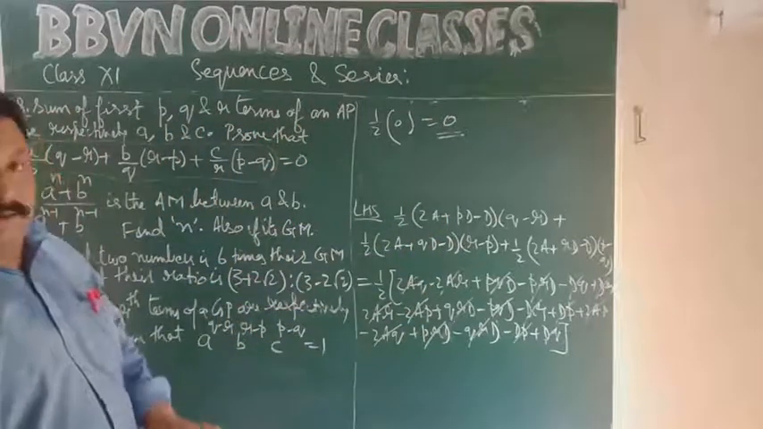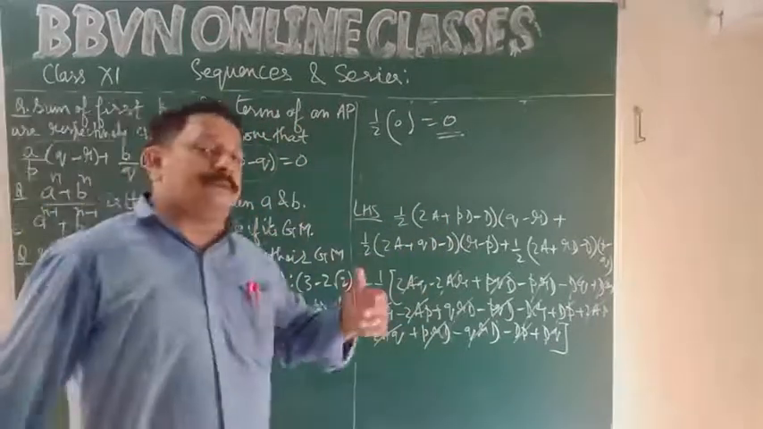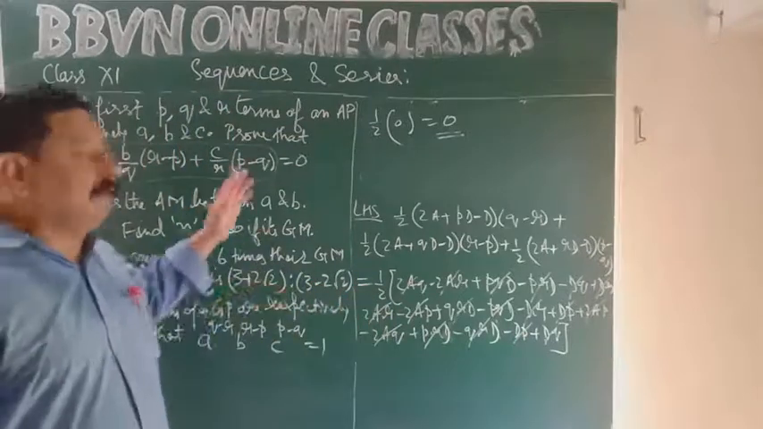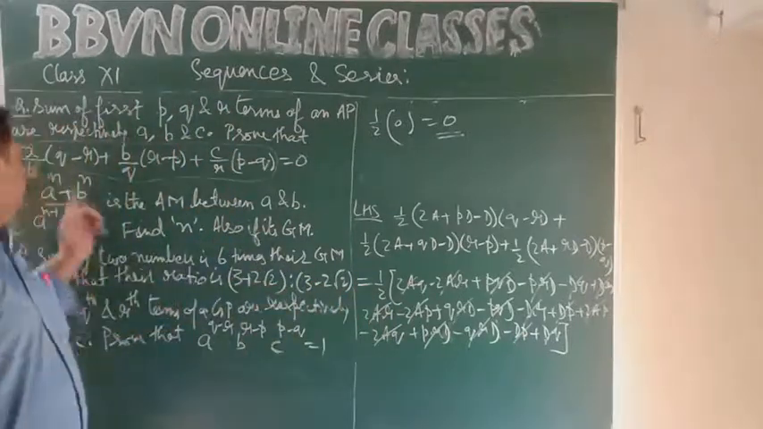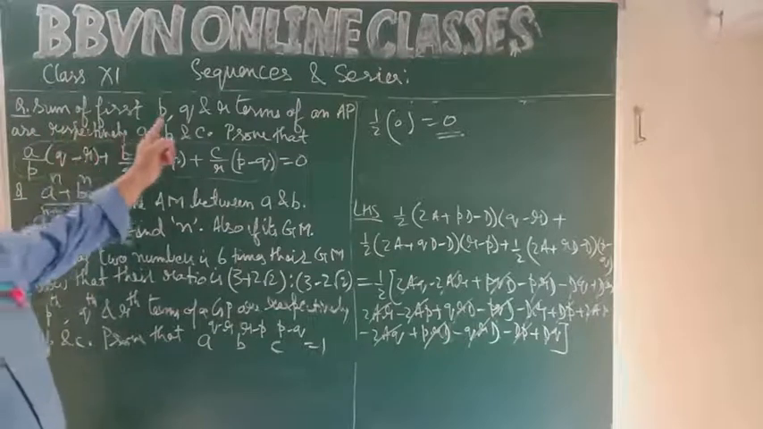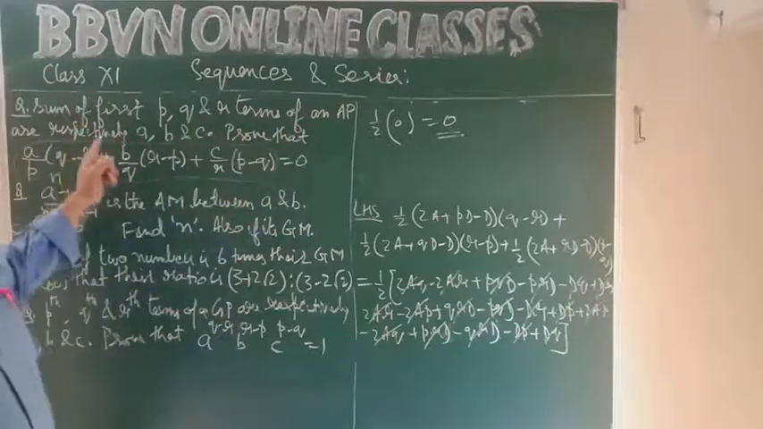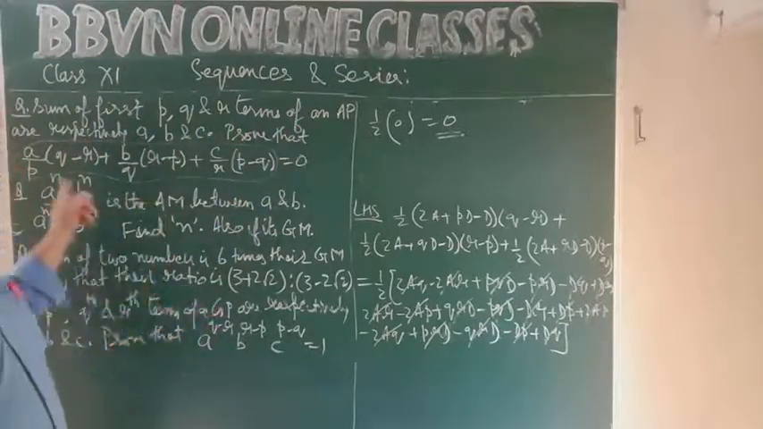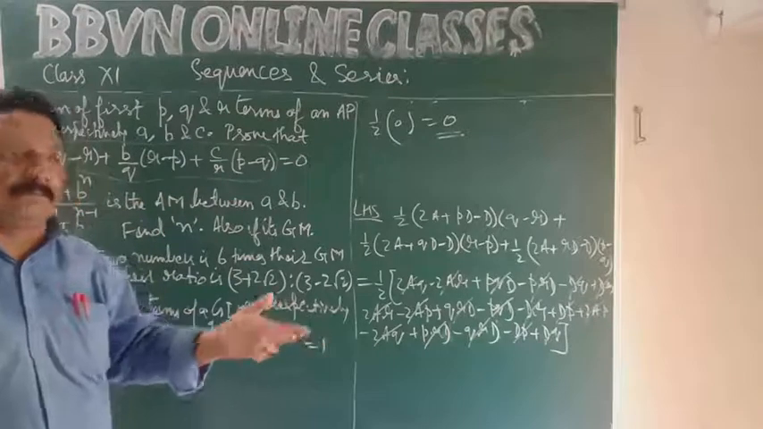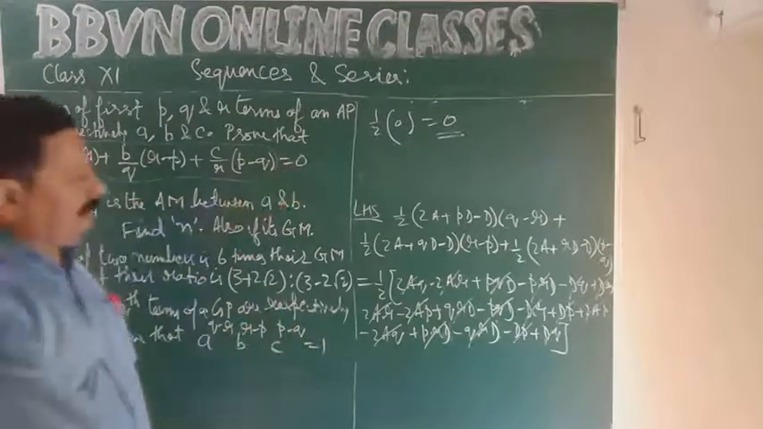Got it, children? So if you have this question as an MCQ, the question will not be like prove that. The question will be, if the sum of first P, Q and R terms of an AP are respectively A, B and C, then the value of this is what? So in that case you have to find the value.